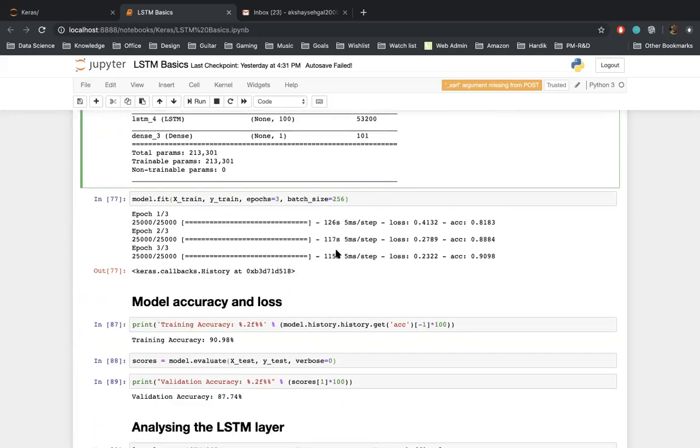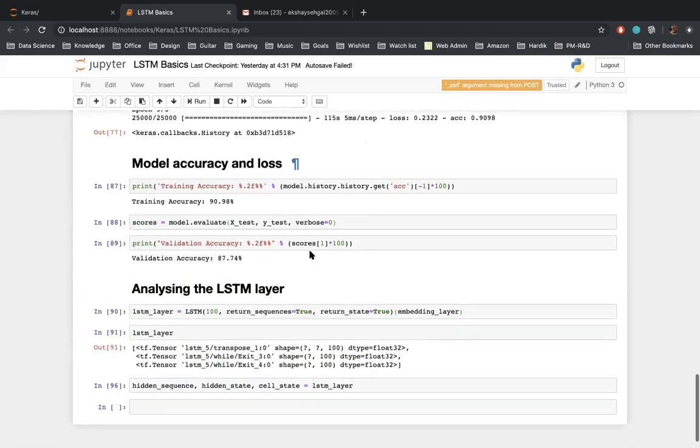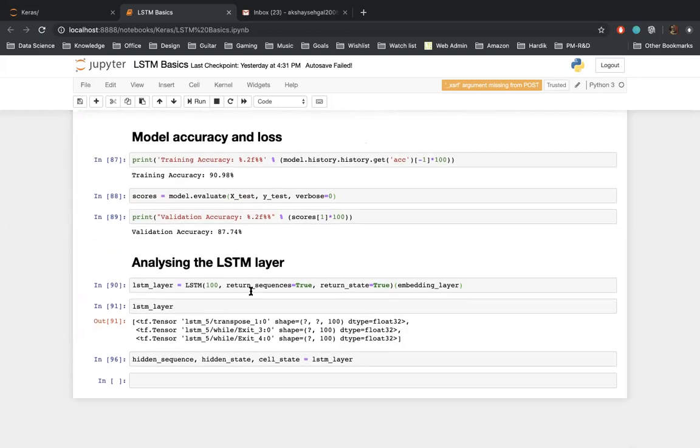The running of this takes a little bit of time, but as you can see, the accuracy is not that bad on training and test. Now, it's important to understand what is happening out here in the layer itself. So I have separated the layer, and I'm using a few more parameters out here, which we will talk about in a lot more detail alongside the architecture.